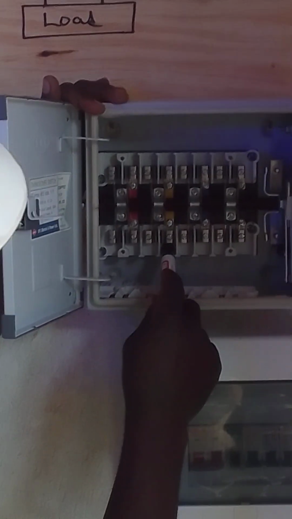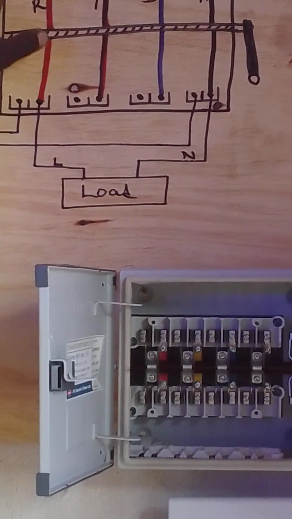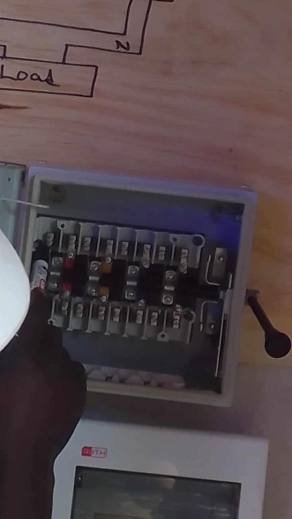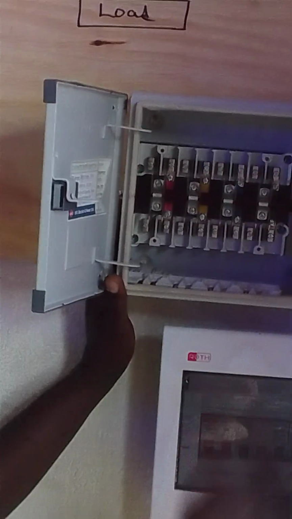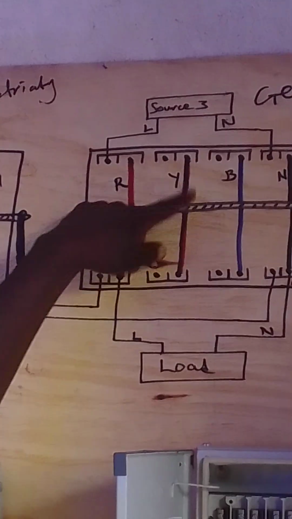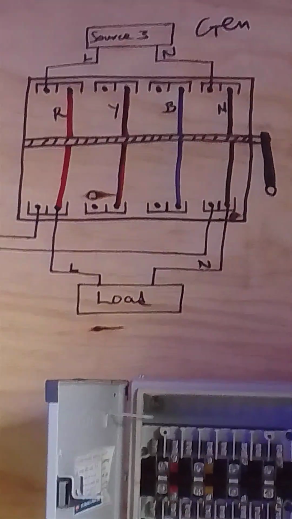As you look at this one, this is another changeover. We have our red, yellow, blue, and black. Also here we have our red, yellow, blue, and black. This is the neutral. Here we have our input terminal, the load output, source input, load output, source input, load output, source input, as well as load output.